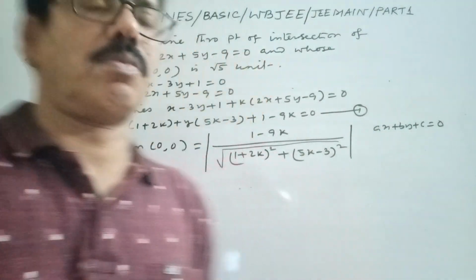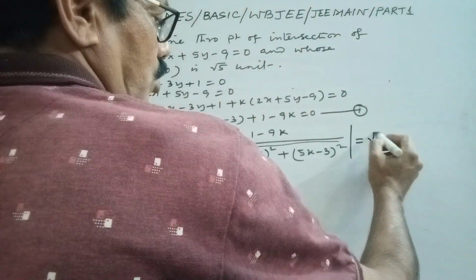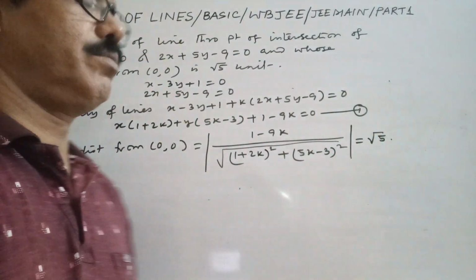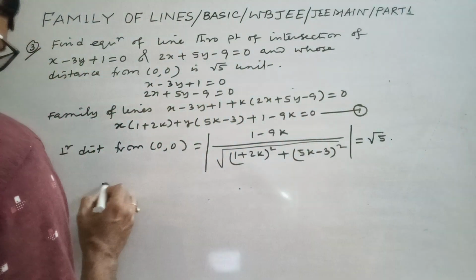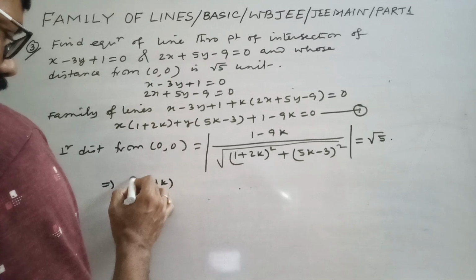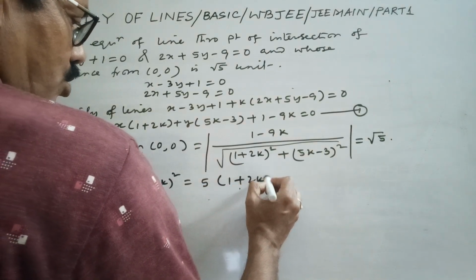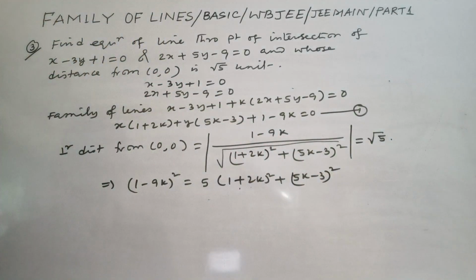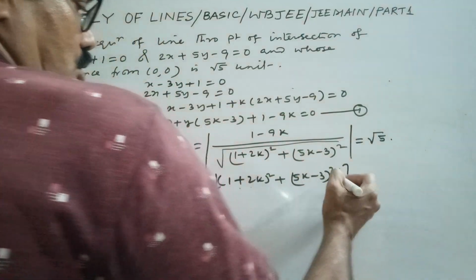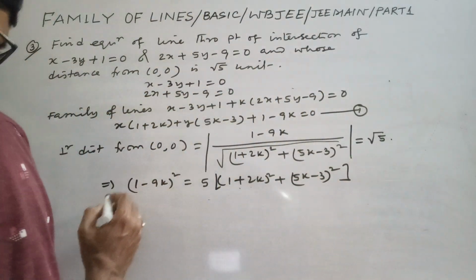Now this is our perpendicular distance. Now it is given to be 5. So this equals 5. Now our main aim is to find k. Now squaring both sides, 1 minus 9k whole square equals 5 into 1 plus 2k whole square, 5k minus 3 whole square. So we are getting a quadratic equation in k, and you have to find k.